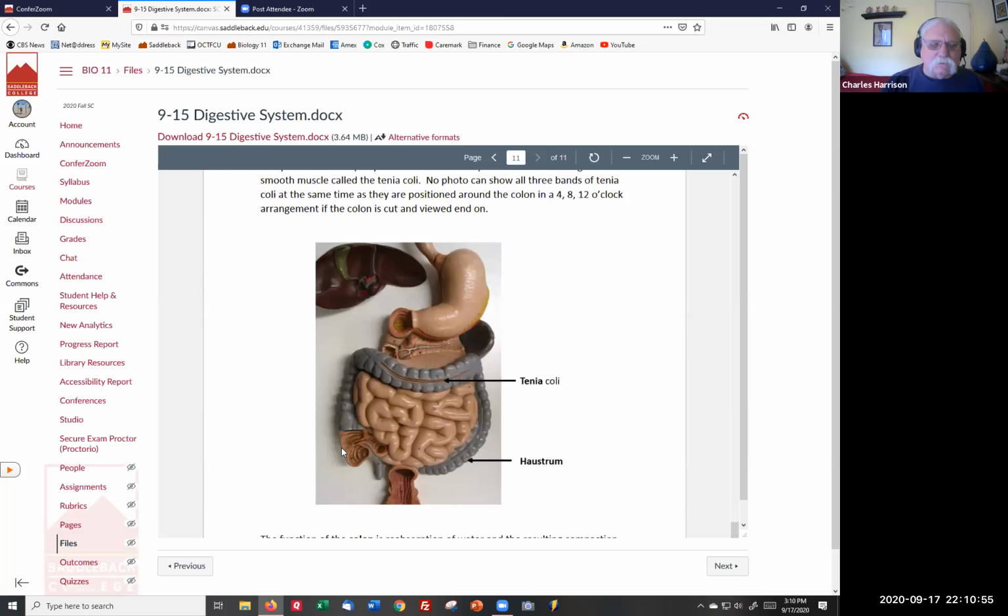The colon, shown here, partially opened, but go across the transverse colon. You see these little chambers. Looks sort of like a ride at Disneyland, one of those people mover things. Okay.